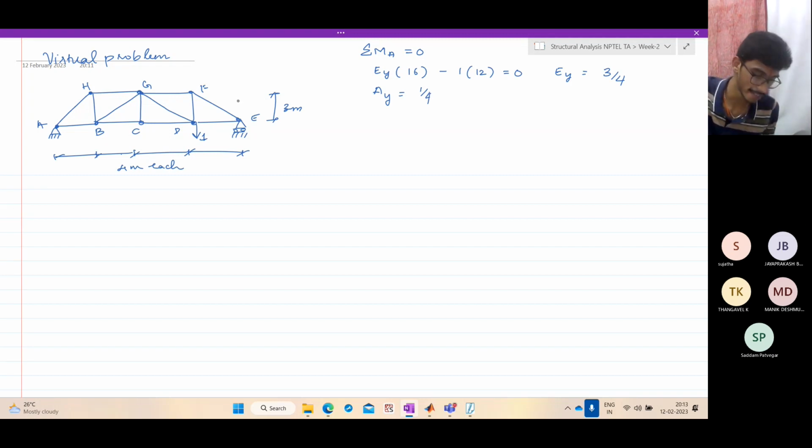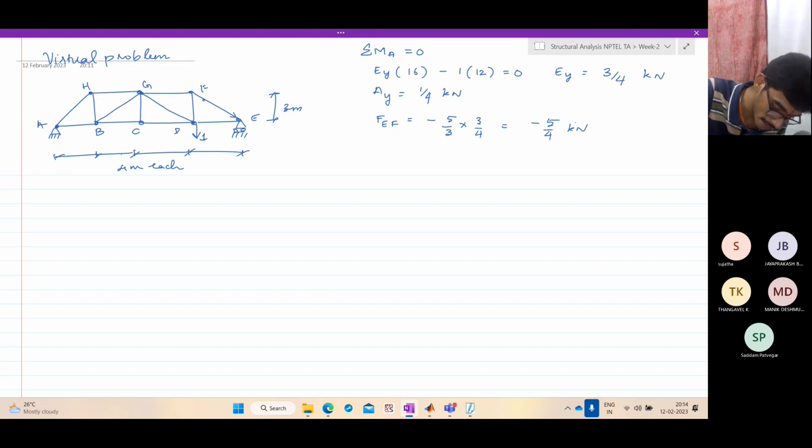So let us start this side. Let us start here. FEY is 3 by 4, which means FEF is equal to minus 5 by 3 into 3 by 4, which is minus 5 by 4. I hope you know how we get this. So this is in kilonewtons. FEF is compressive. I'm skipping some steps, but I hope you know how to do it. 5 by 4. What is FED?